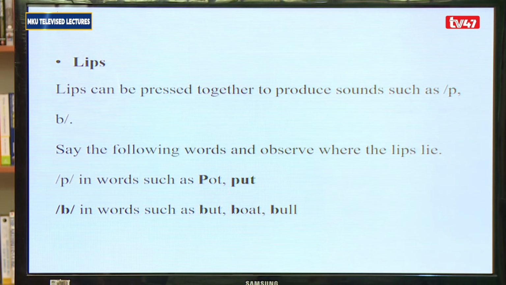Let's try again together. Pot, put. Then we have the next set of sounds, that is b. Let's say the following words. But, bot, bull. The initial sound in each of these words is articulated by the lips being pressed together.